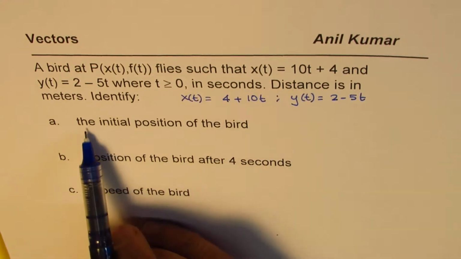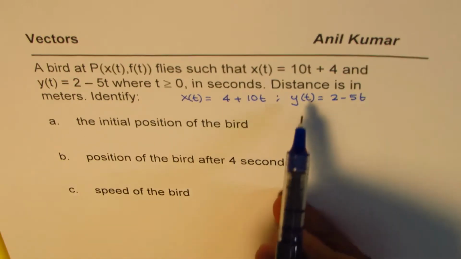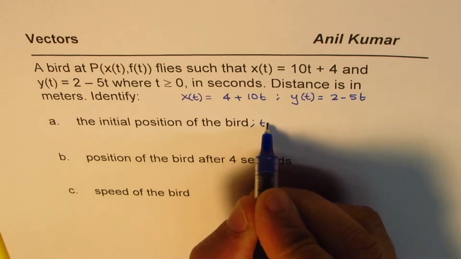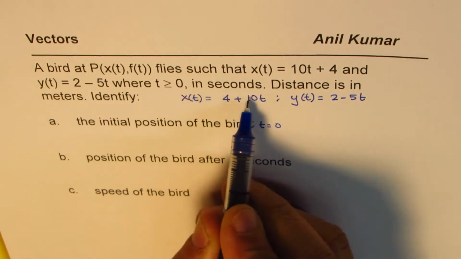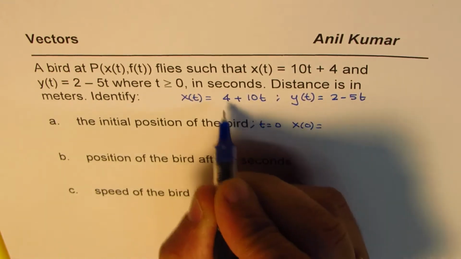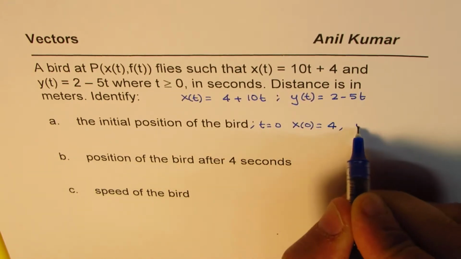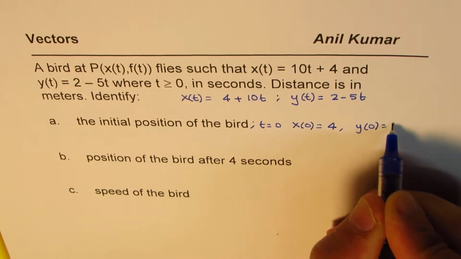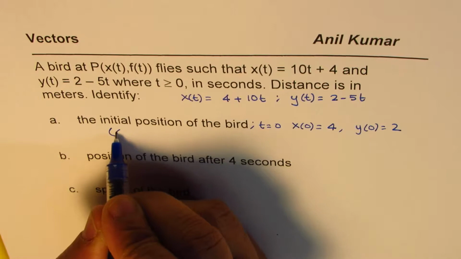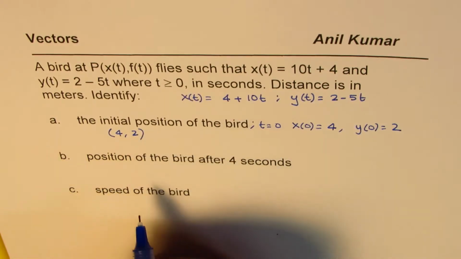Now here, the initial position of the bird is when t equals 0, right? So substitute t equals 0. If you substitute t equals 0, you get x of 0 equals 4, right? And y of 0 equals 2. So the initial position of the bird is 4 comma 2, right?